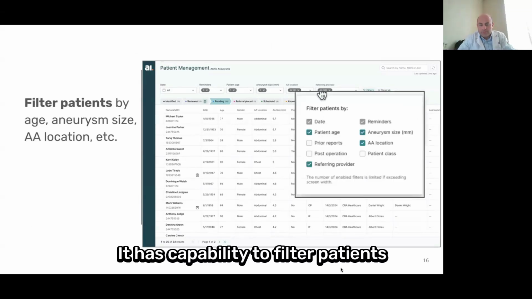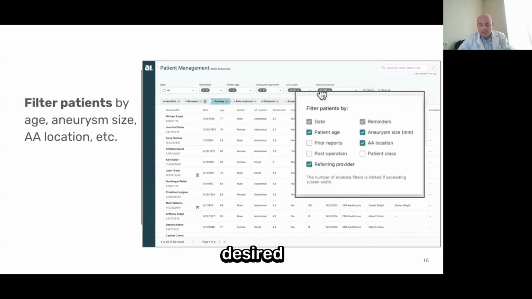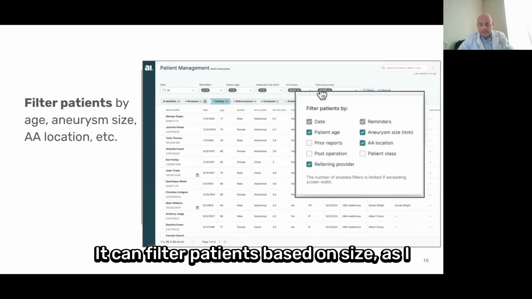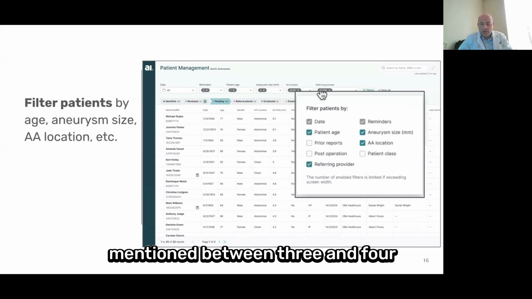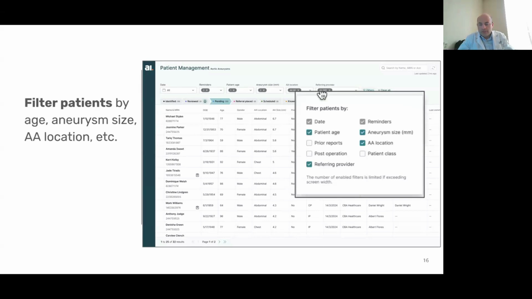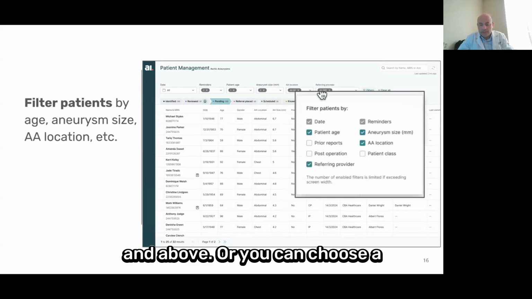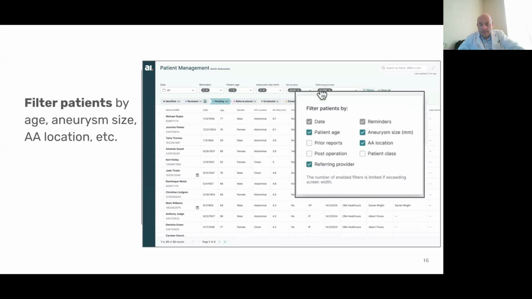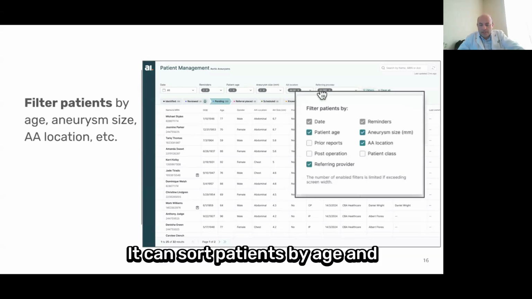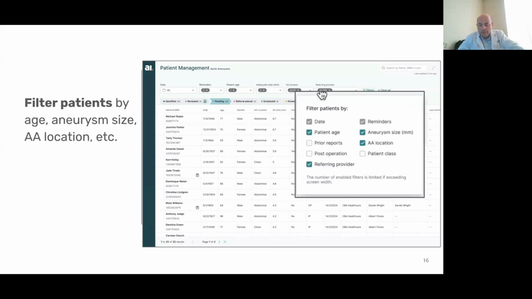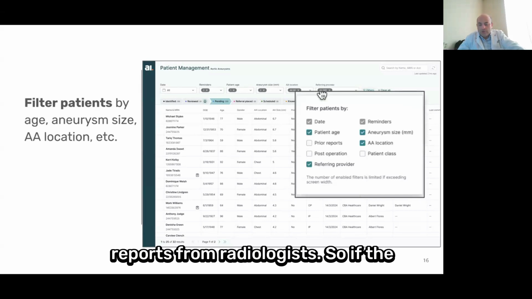It has capability to filter patients based on desired preferences of the practitioner. It can filter patients based on size, as I mentioned, between 3 and 4, 4 and above, or you can choose 5 millimeter threshold. It can sort patients by age, presence of prior reports from radiologists.